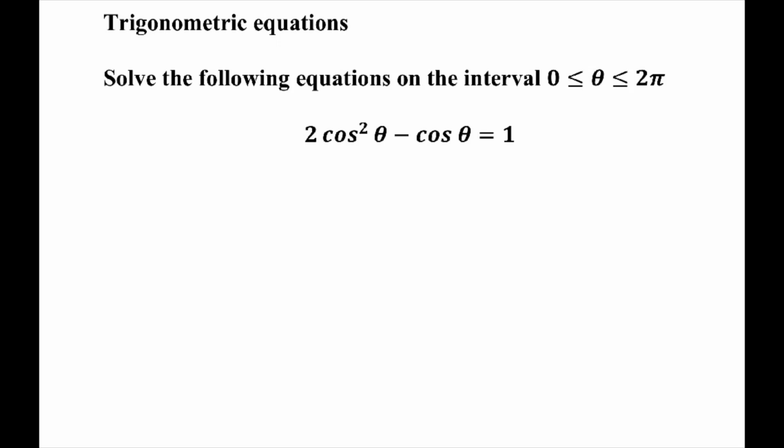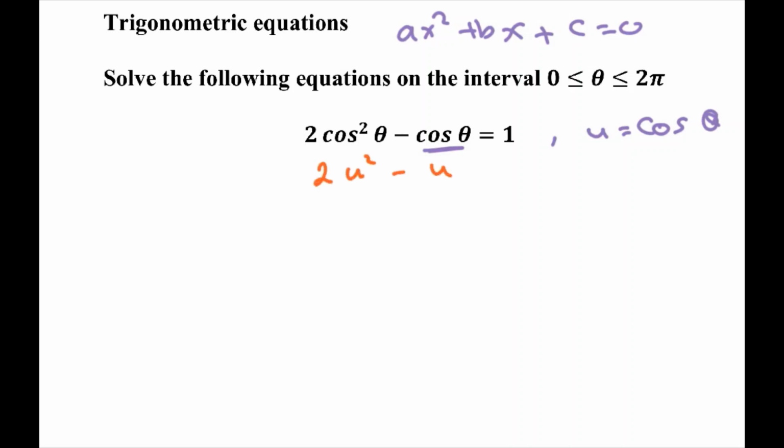Hello everyone. In this video we'll learn how to solve quadratic trigonometric equations in the form ax squared plus bx plus c equal to 0. By looking at this function here, the middle term is cosine theta, so I'm going to say let u equal cosine theta. So I'm going to get 2u squared minus u, and I will move 1 over, equal to 0, and then I can factor it.